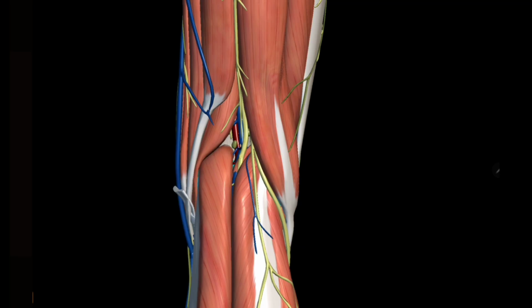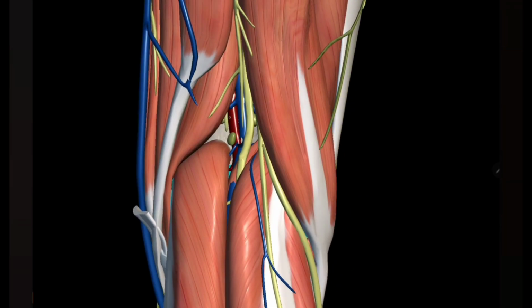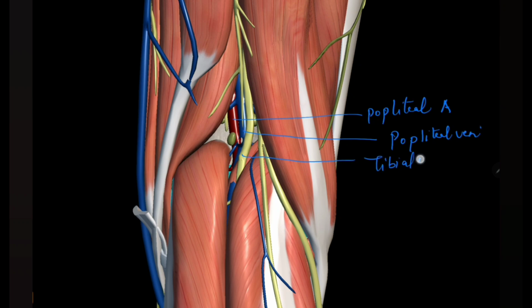You can see here. It will be a little bit difficult from this point of view because there are so many things. But you can see this is the popliteal artery. Just there you can see the popliteal vein also. Then you can see the tibial nerve. Along with that you can see this one, the common peroneal nerve. Along with that you can see the lymph node is also there. So these are the contents.